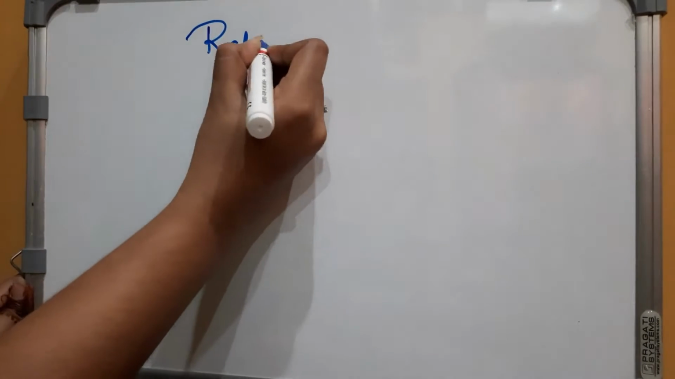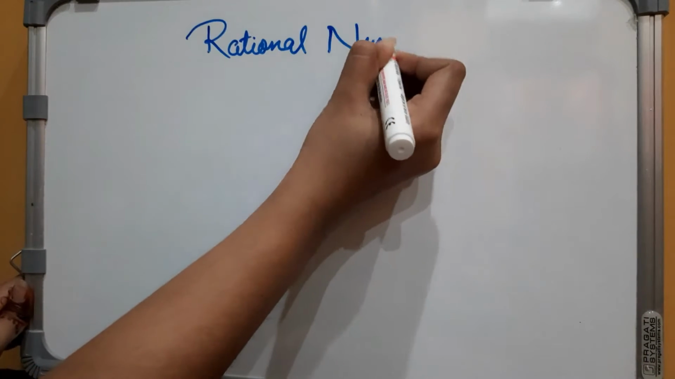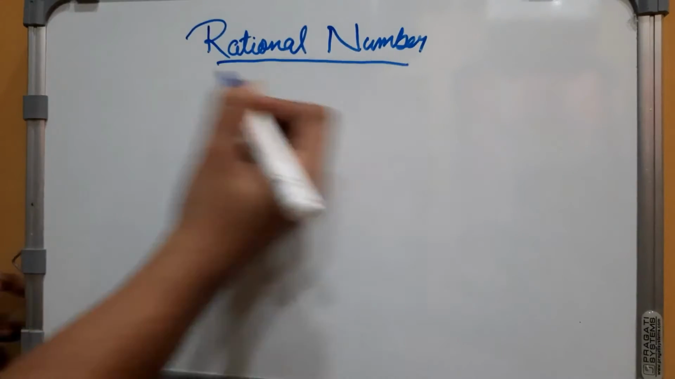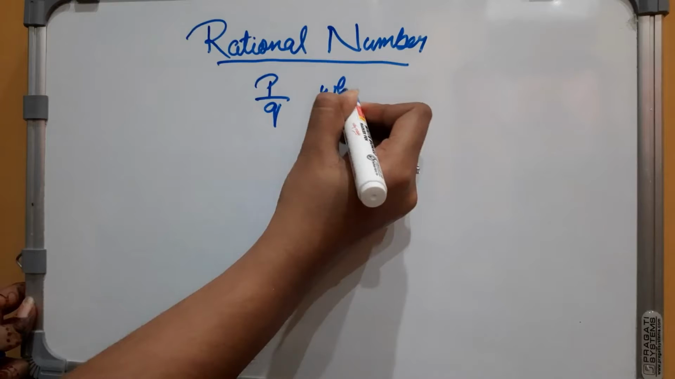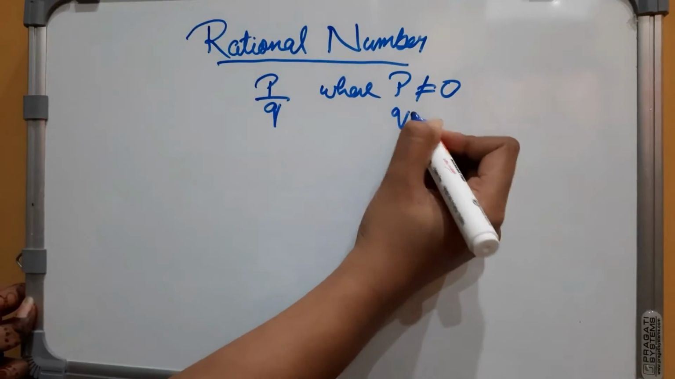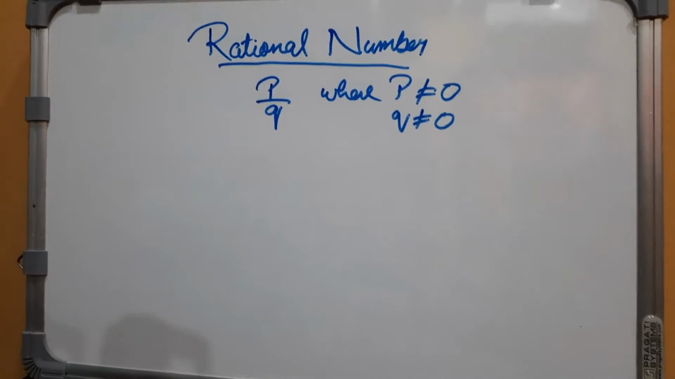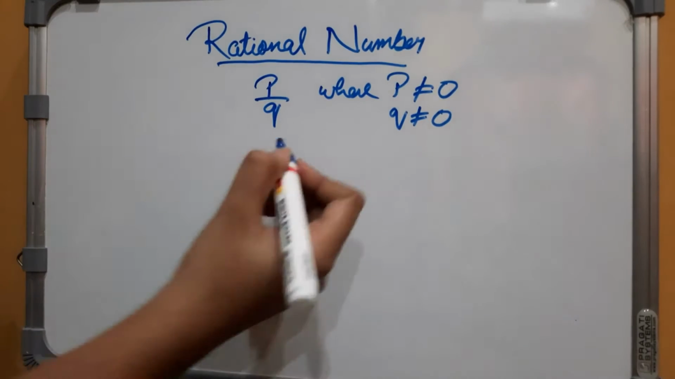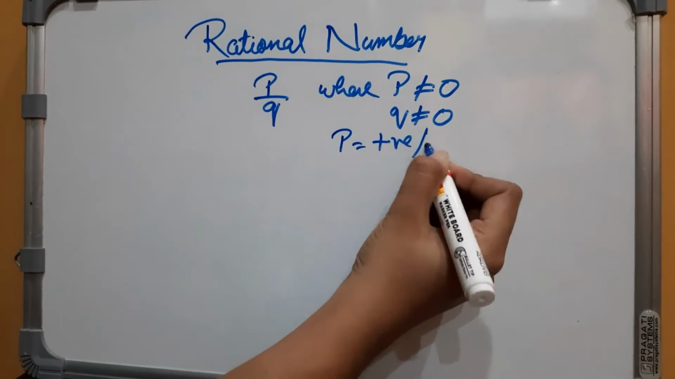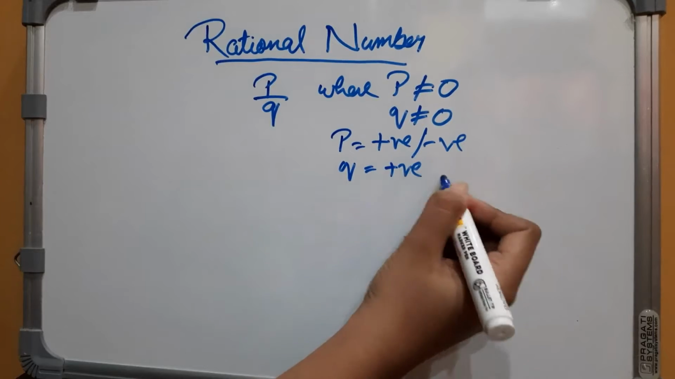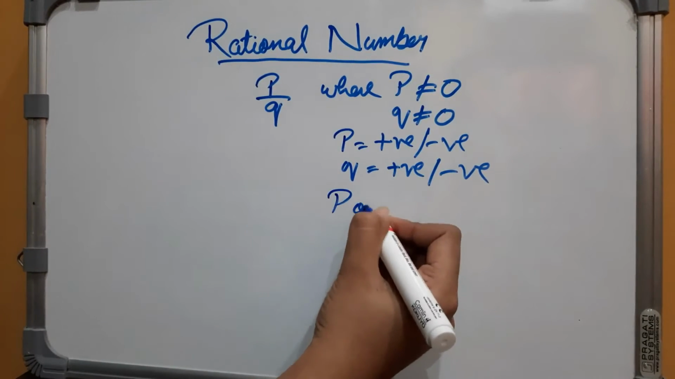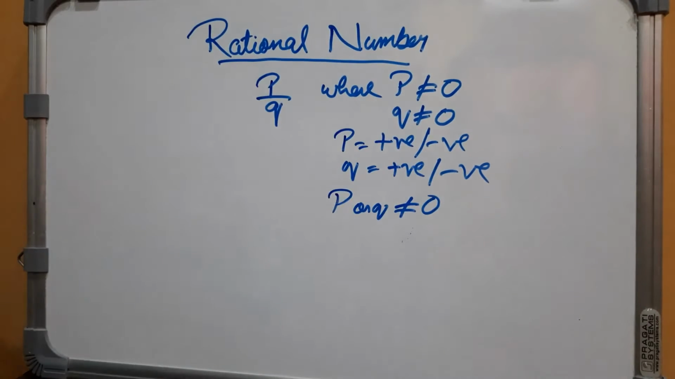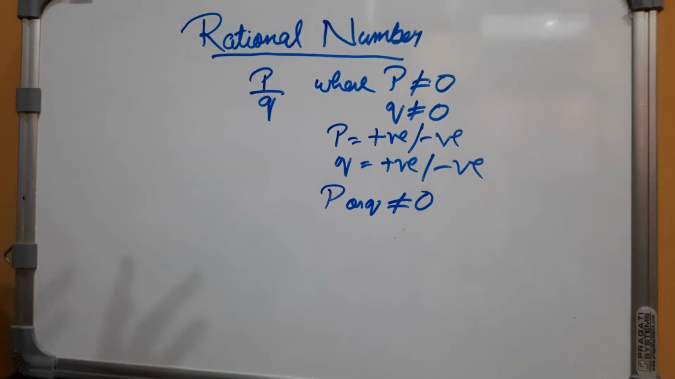Today I will cover class 8 math chapter rational number. So what is a rational number? Basically all the numbers in the form of p by q are rational numbers. Let me explain. Now p should not be equal to 0, also q should not be equal to 0. P can either be positive or negative but not 0. Similarly q can also be positive or negative but cannot be 0. So p or q should not be equal to 0, then only it can be a rational number.